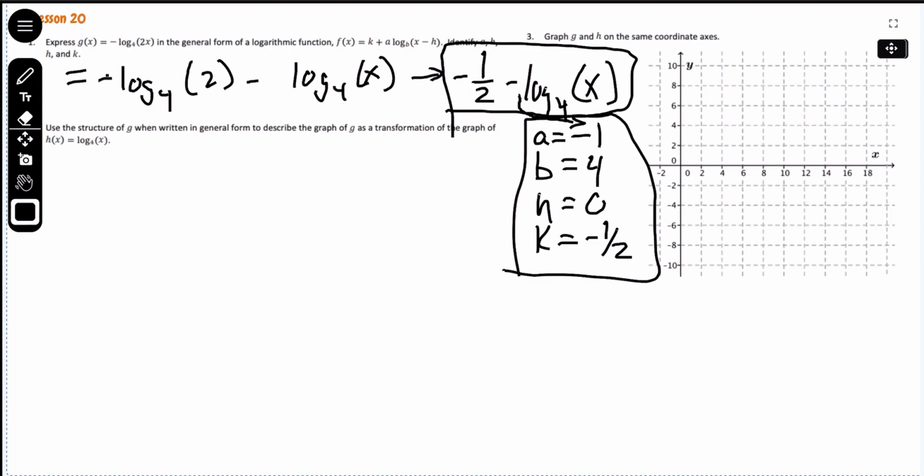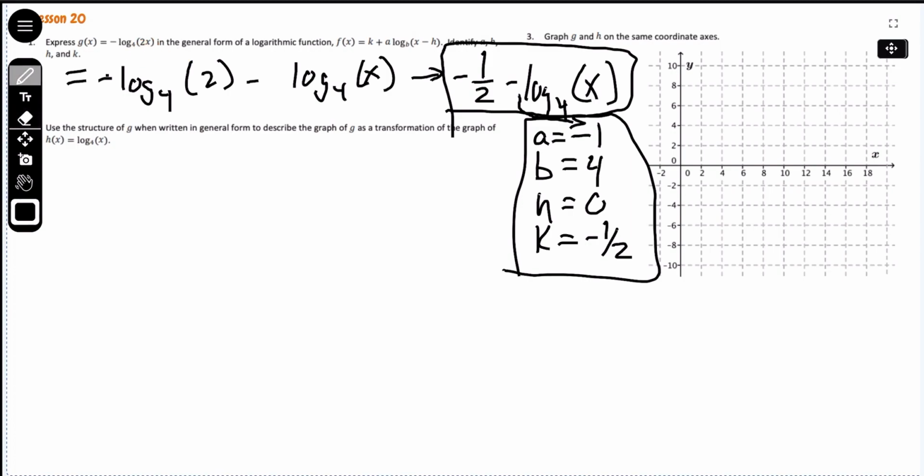Josh said, why would you look at the original? It doesn't matter. It all depends on how you can read it better. It's just whichever way you want to read it. Probably because of this 2 here and it being a base 4, that's a little bit harder to see. That's a 1/2. So I probably would just do it from the general form.